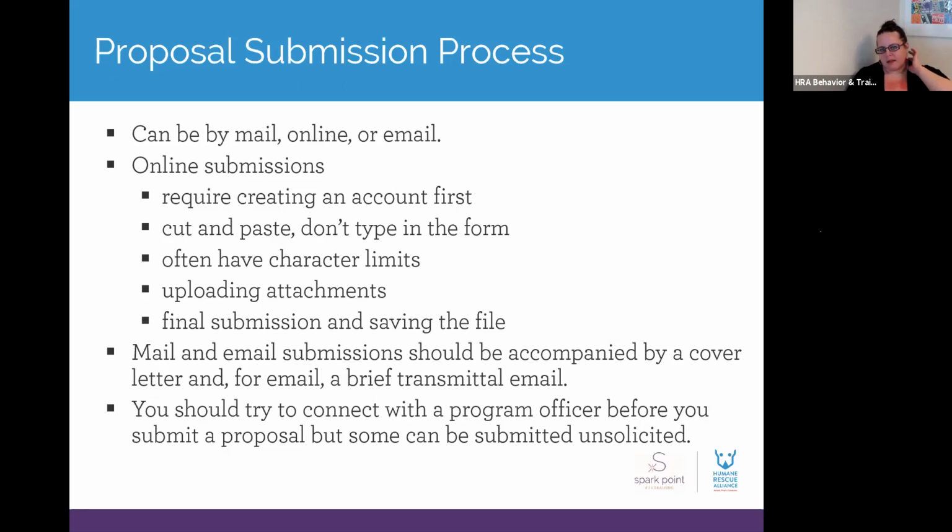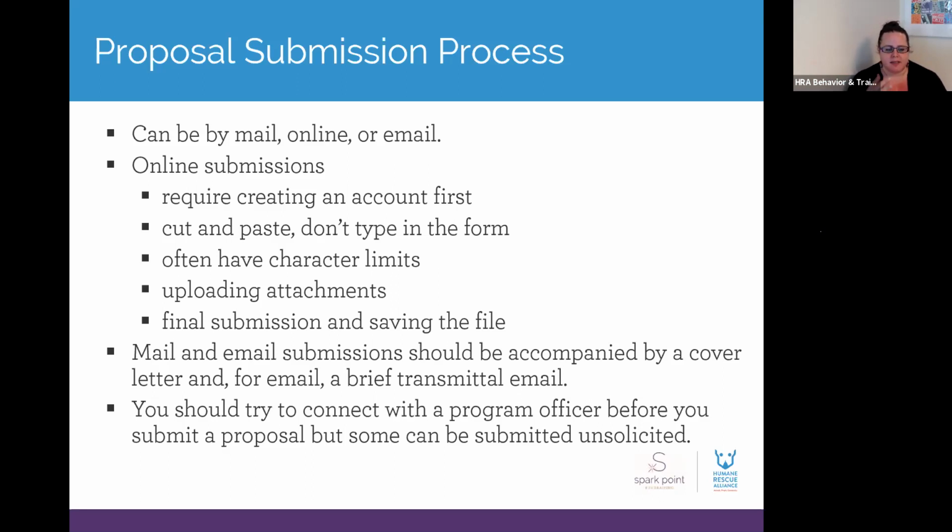And when it's an email, you would do an attachment and then write another short email that says, thank you very much for this opportunity. Our proposal is attached here. Just something really simple. But these are all steps in the process that you don't always think of at the beginning. So it's important to think through all of this.